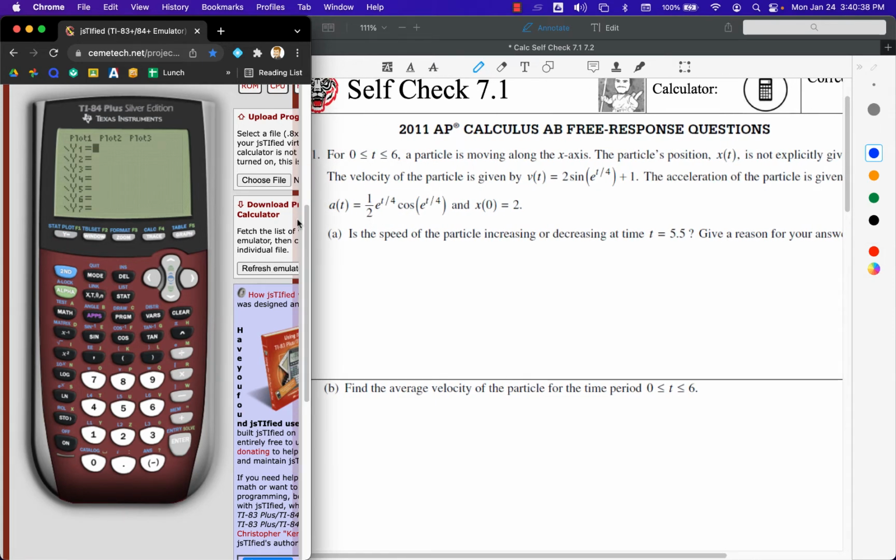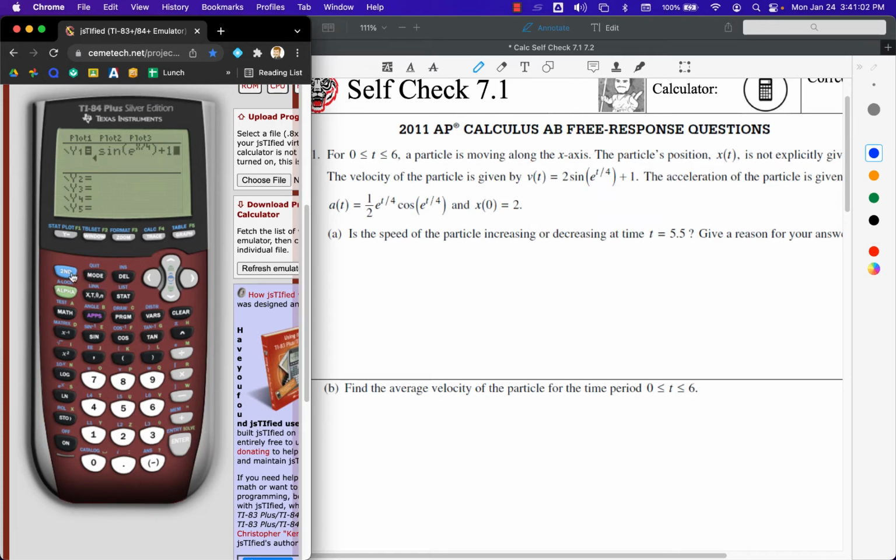So I'm just going to look at the velocity graph. I think that's all I'm going to need for now. If I need to come back and enter the other graph, I'll do that. So 2 sine of second log to get, no, not second log, but second ln to get e to the power of x. And that's going to be x divided by 4. And then all of that in parentheses plus 1. Parentheses was kind of important there.